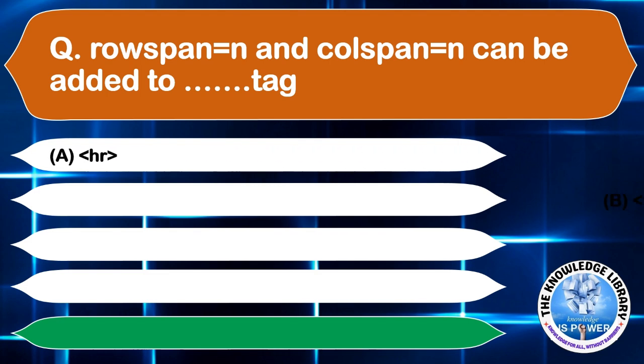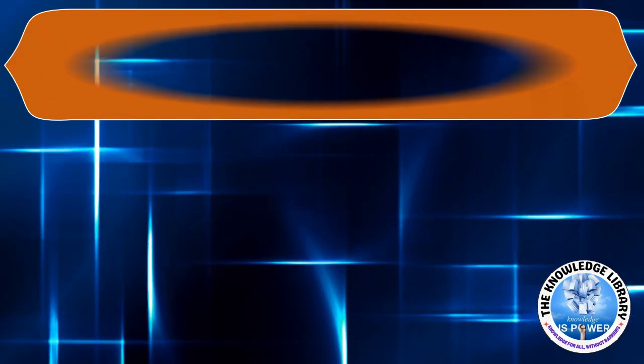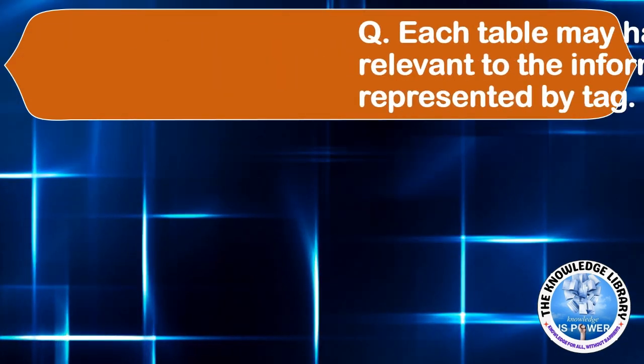The next question is, row span is equals to n and col span is equals to n can be added to dash tag. Option A, HR. Option B, table. Option C, TD tag. Option D, TR tag. The correct answer is option C, TD tag.